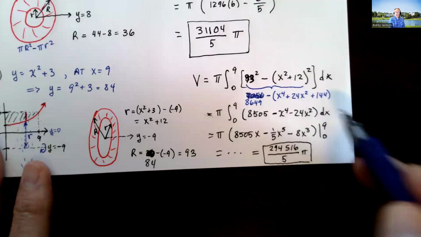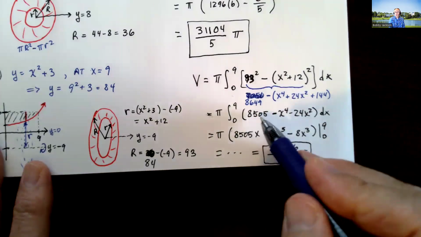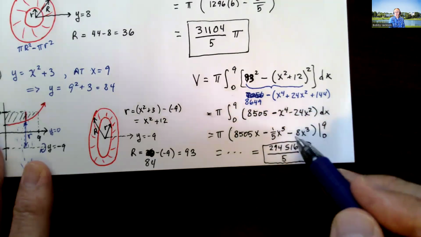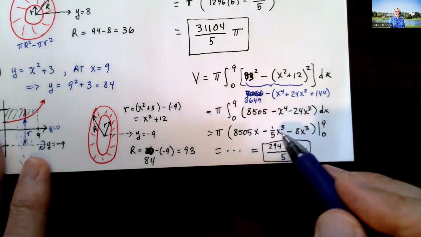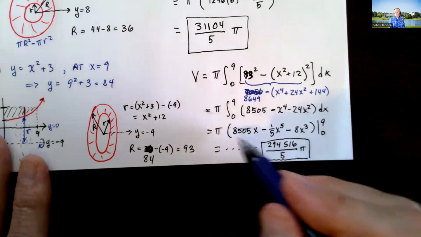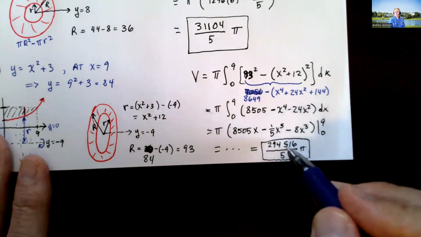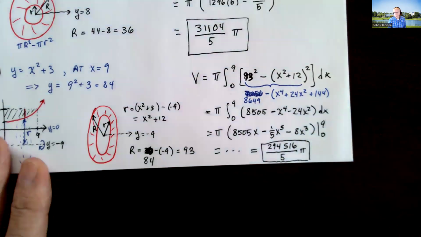Okay, now find the antiderivative of that. 8505x, the antiderivative of x to the fourth, and the antiderivative of 24x squared is 8x cubed. And then I plug in 9 and plug in 0 and subtract. Of course, at 0, it's equal to 0. Big old lovely looking fraction here. I get 294,516 fifths times, of course, pi. Don't forget that pi is out there.